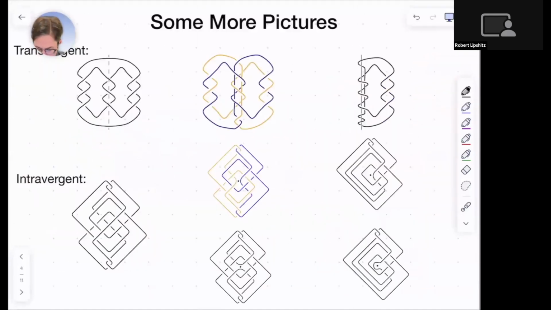Here's another example of some slightly more complicated knots. This is, I think, actually 9_46, the knot I announced on the previous slide. This intravergent diagram often turns out to be more complicated, sometimes more complicated than the transvergent one. Here again the symmetry is rotation by pi around its axis, or in this case, rotation by pi in the plane around the axis perpendicular to the plane.